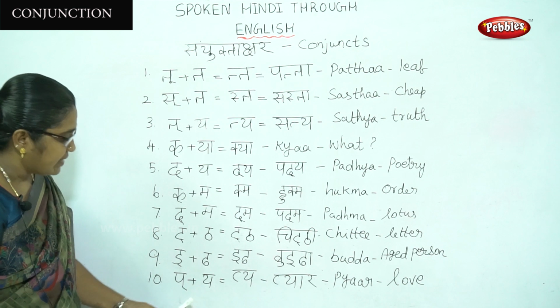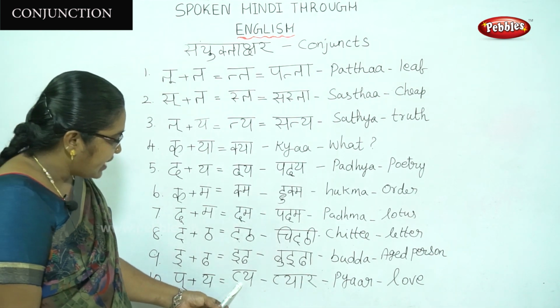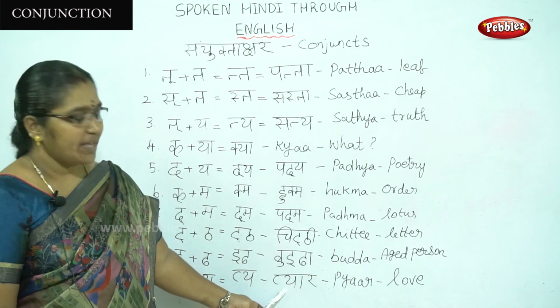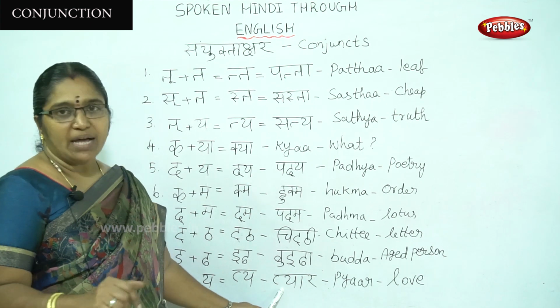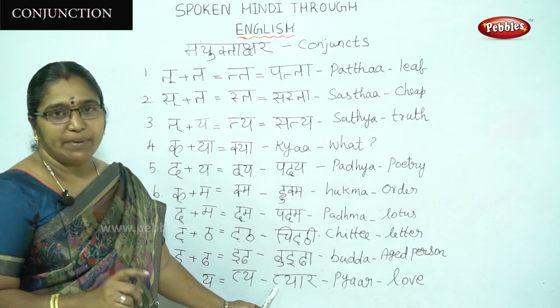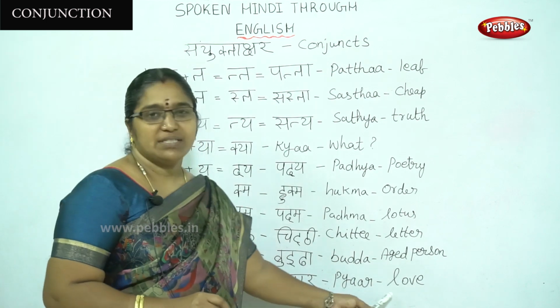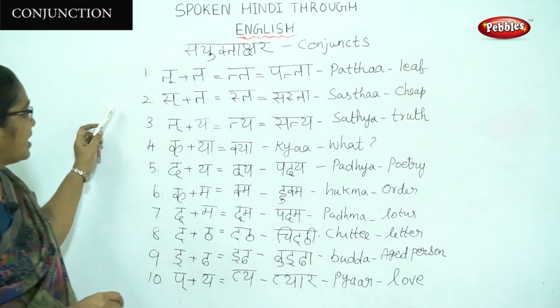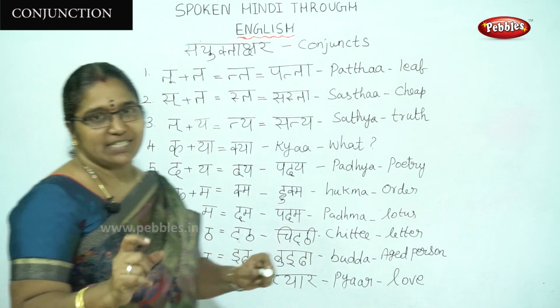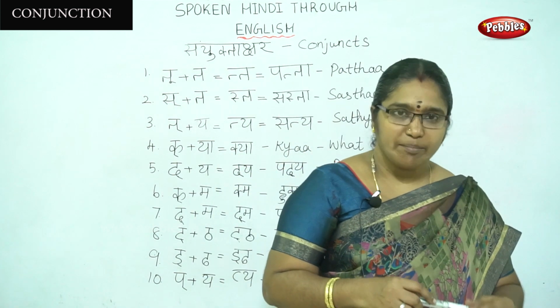See the last one, ip plus ya, ipya. Here, ipya, pyar. This is called ip, ya, ra. Pyar. We have to pronounce it as ip. Pyar means love. Like this, we have to pronounce the conjuncts and know the meanings.